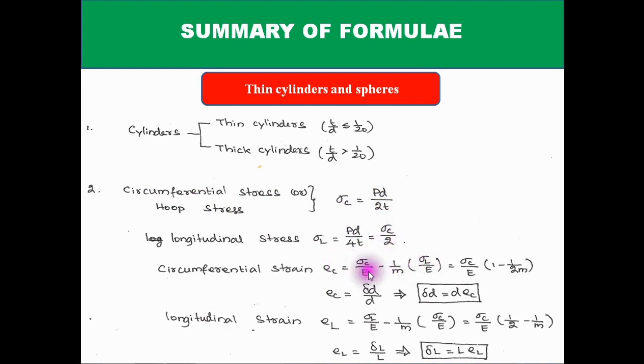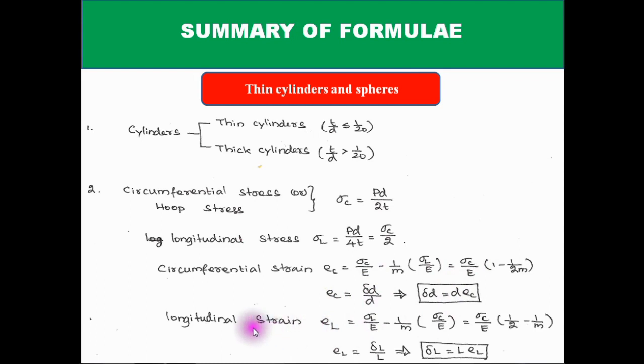And using this formula, you can find out circumferential strain EC. E is Young's modulus and 1 by m is Poisson's ratio. In the circumference direction, diameter is changing, hence circumferential strain can also be given by change in diameter by original diameter. Now using these two formulas, we can find the unknowns.